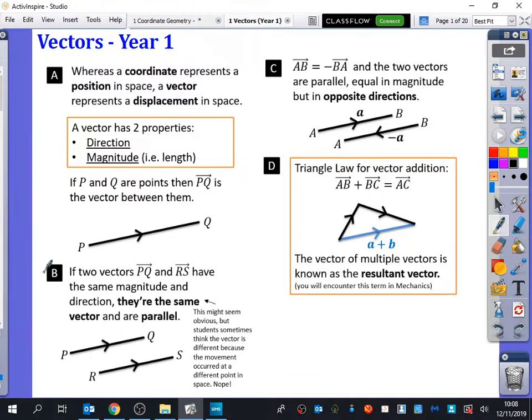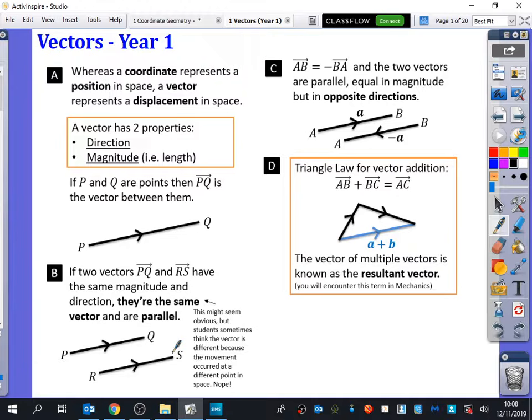Letter B. If two vectors PQ and RS have the same magnitude and direction, they are the same vector and they are parallel to each other. So here is PQ, here is RS. If the vectors have the same magnitude and direction, then they are exactly the same. They are parallel to each other as well.